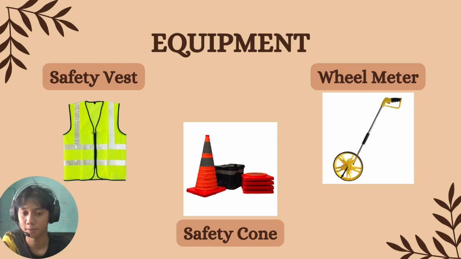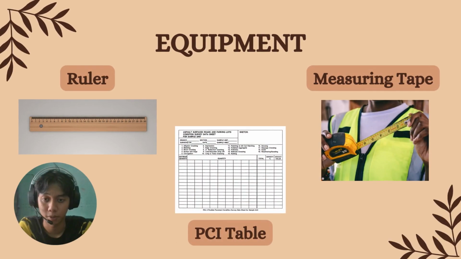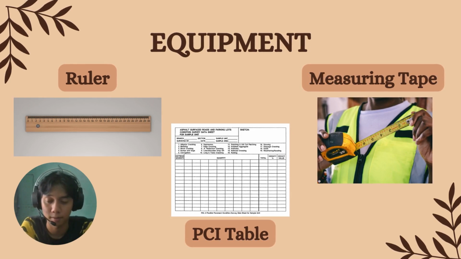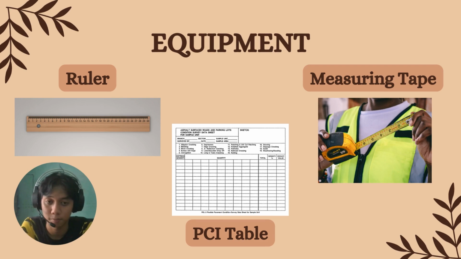And then we also use the safety cone to warn the drivers on the road that we are doing work so they can move slower and avoid fatal accidents. And finally, we will wear the safety vest so they can see us clearer and avoid us in case anything happens. Another main equipment that we use is the ruler and the measuring tape, which we will use to measure the size of the deformation on the road, such as the potholes and the cracks. And then we will use the PCI table to record our deformation. And finally, we will put it in the report to do some analysis.